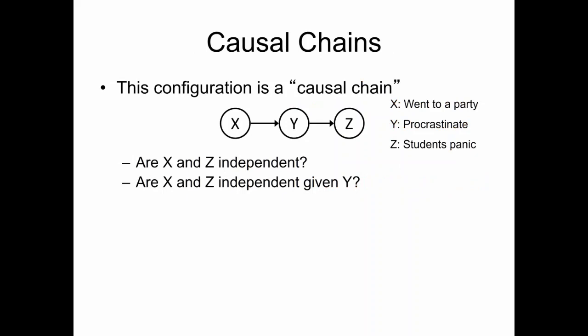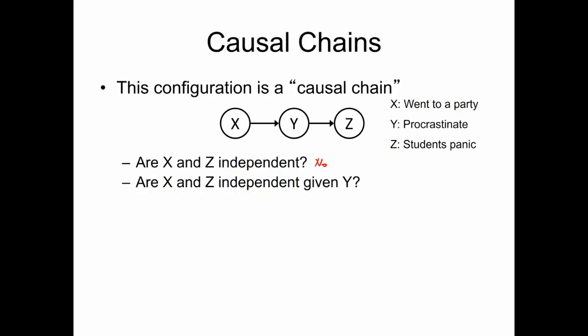Now, the first structure, causal chain, is where we have three random variables forming a chain. So for example, let's say x is went to a party, y is procrastinate, and z is students panicking. This Bayesian network says students panicking is dependent on students procrastinating, which in turn depends on students going to a party. The first question we can ask is, are x and z independent? The answer is no, because students panicking is dependent on procrastinating, which in turn depends on going to a party.